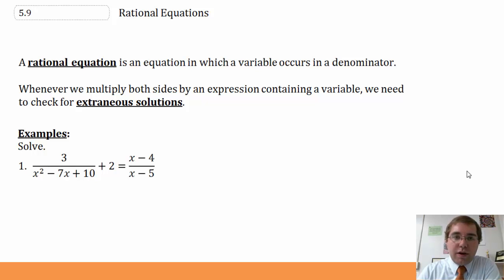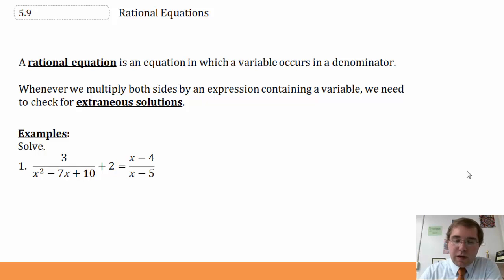This is section 5.9 of Honors Algebra 2, Rational Equations. A rational equation is an equation in which a variable occurs in a denominator. In order to solve it, we're going to essentially need to get it out of the denominator. And so we're going to need to multiply both sides of the equation by the least common denominator, the least common multiple of all the denominators.